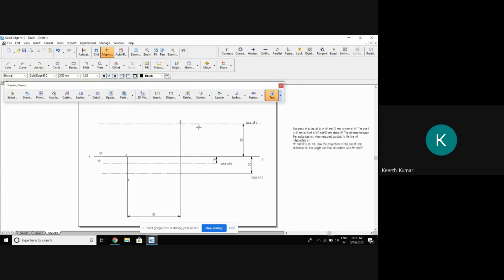Directly we came to know this is B dash. A dash is here, B dash is here. Because A dash and B dash, if I connect, that will be the end projector. And it's supposed to be in thick line.